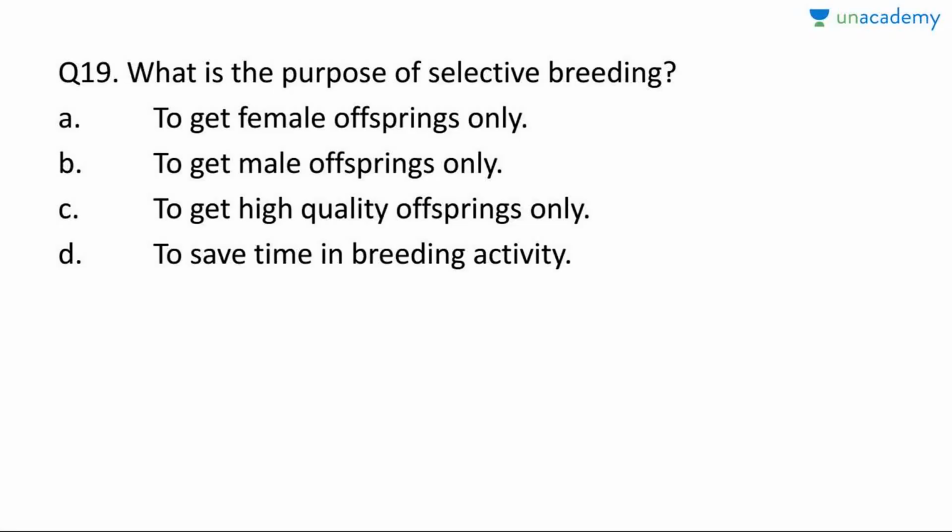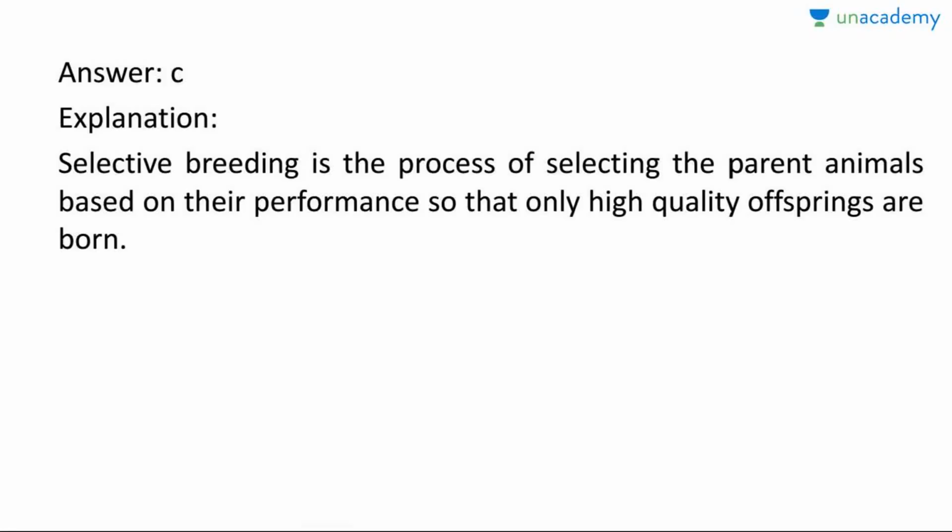Question number 19. What is the purpose of selective breeding? Selective breeding is basically done to get high quality offspring only. For example, if you want the highest quality of milk, you will only select those females who produce the highest quality of milk. So selective breeding is the process of selecting the parent animals based on their performance so that only high quality offspring are born. Very important concept, just remember it.